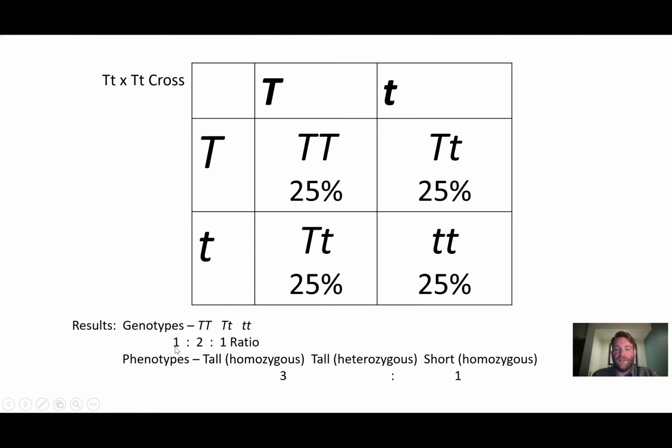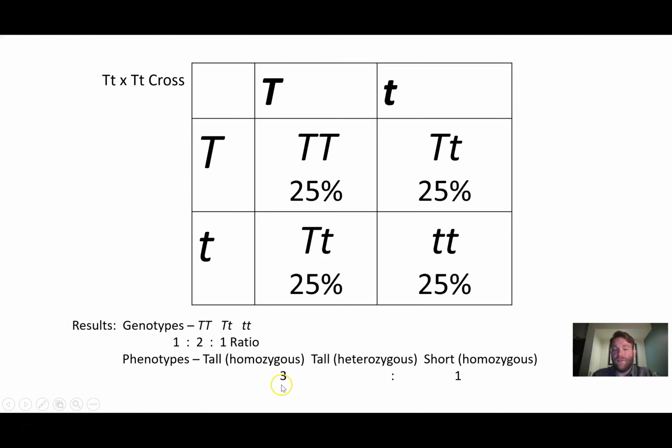So if we write that as a ratio, that means for every one big T we have, we should have 2 heterozygotes and 1 homozygous. So if I have 4 individuals and probability is working perfectly, one of those would be big T genotype, 2 of those would be heterozygous, and 1 of those would be little t.